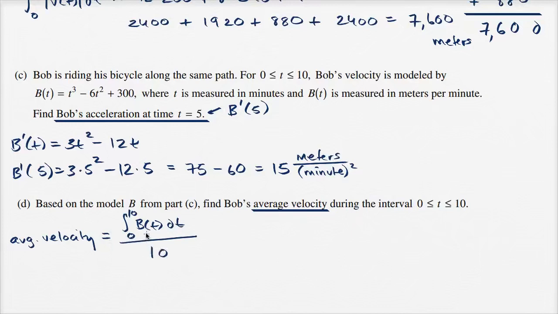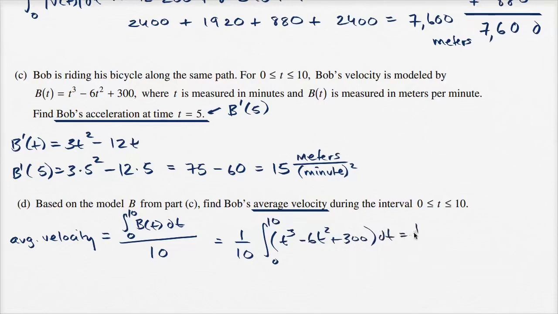And if you wanted the intuition here, if you know the area of something and you want to find its average height, you could just divide by its width. And that's what we're doing here. That's a very high-level intuition for where this expression came from. And so this is going to be equal to 1/10 times the integral from 0 to 10 of b(t), which is t³ − 6t² + 300, dt.